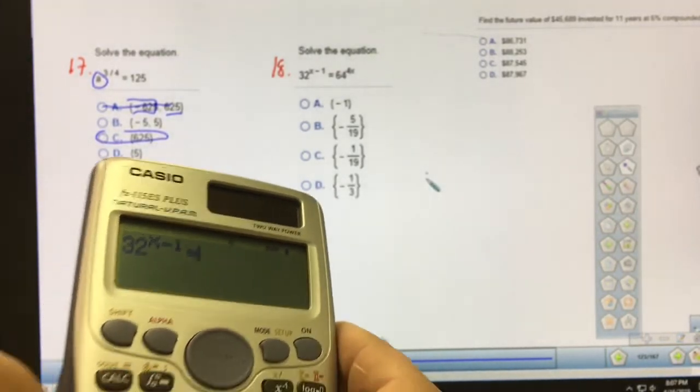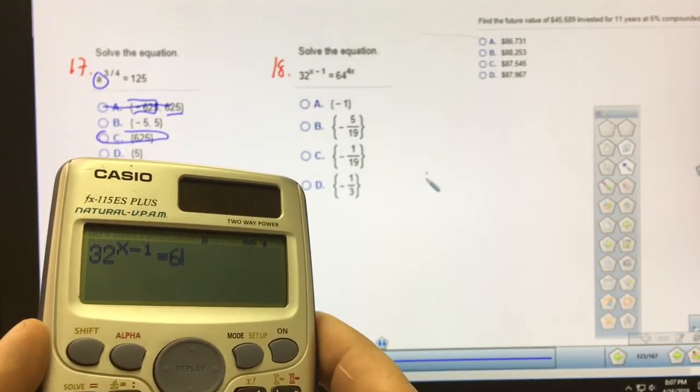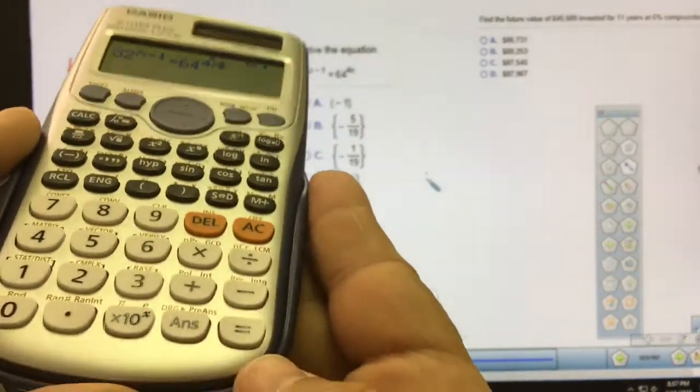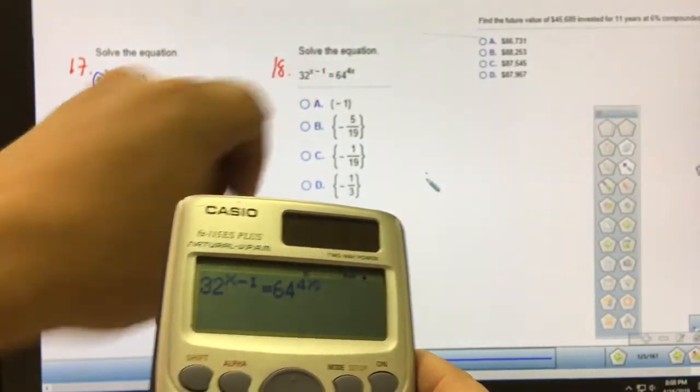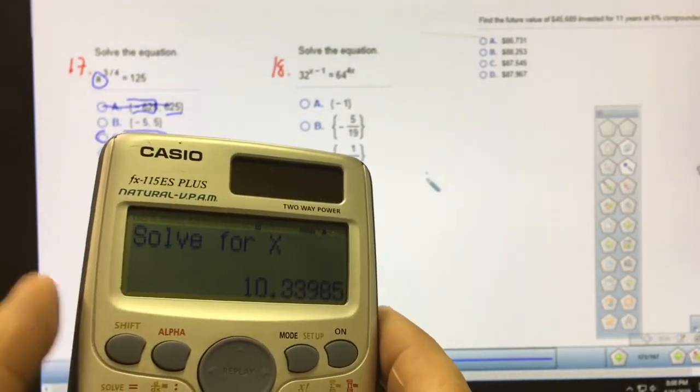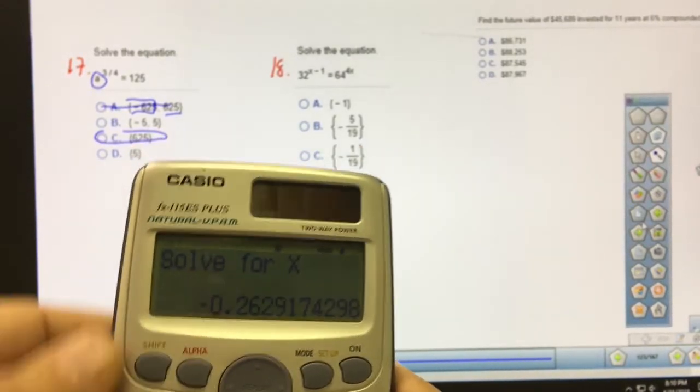Now that I have the equal symbol typed in, I'm going to equal it to 64 to the 4x, alpha red x. Again, you don't want to hit the equal sign. You want to actually solve it. So I'm going to hit shift solve, and that's over here. Now it's going to ask me to guess. It says solve for x.